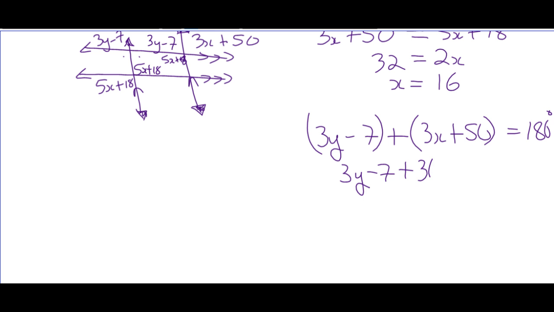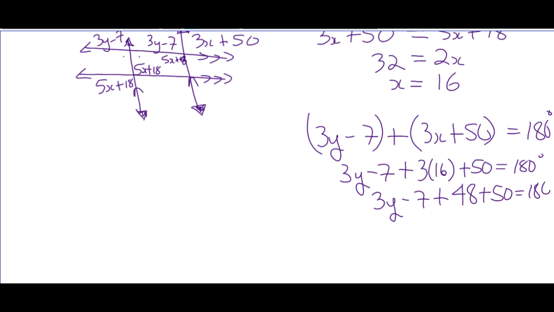So plus 3 times, and I know that's 16, plus 50 equals 180 degrees. Okay, what do we got? 3y minus 7 plus, what's 3 times 16? 48. Plus 50 equals 180. Okay, so 3y, what's minus 7 plus 48 plus 50? You should do it in a different order, right? That's 98 minus 7, 91.